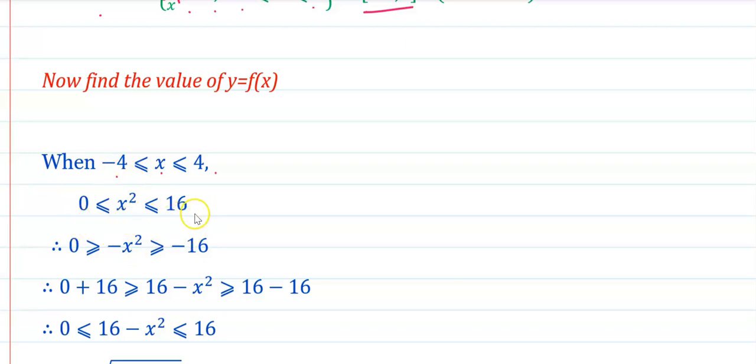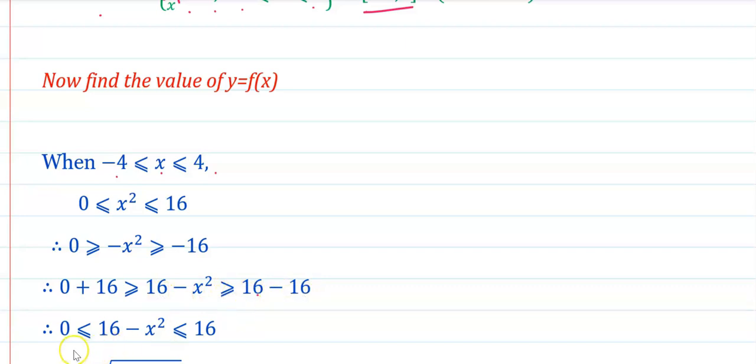If we change the sign, minus the sign, then less than and less than or equals to, the reflection becomes greater than. If we add plus 16 on both sides to this inequality, then what you will get? 0 plus 16 greater than or equals to 16 minus x square greater than or equals to 16 minus 6.